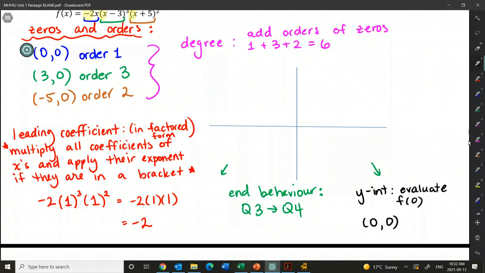Okay, so let's fill in what we know. We know 0, 0. We know 3 and -5. So 1, 2, 3. 1, 2, 3, 4, 5.